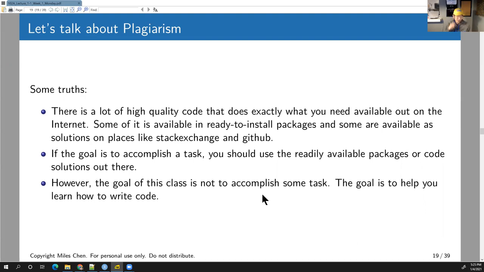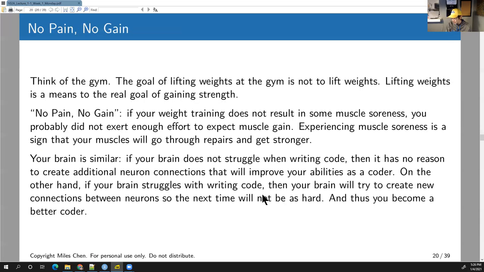If you need to create a neural network, there are packages that will make a neural network for you. And you should absolutely use the existing packages. Don't try to code up these things yourself, okay? But that's not the goal of this course. The goal of this course isn't so you can prime factor some numbers, okay? The goal is not to accomplish a task. The goal is to get you guys to be better code writers, okay? The goal is to improve your ability to code and learn and all of that, okay?